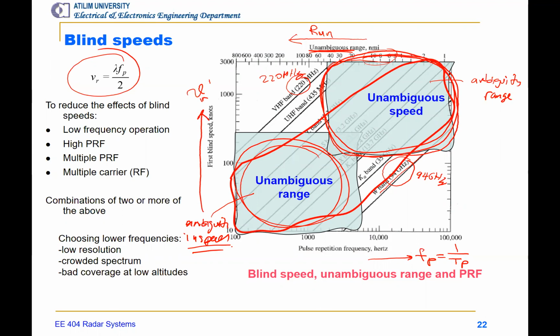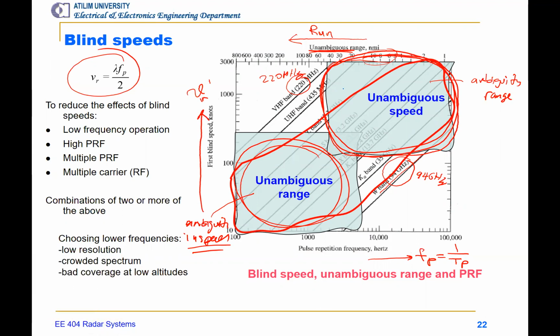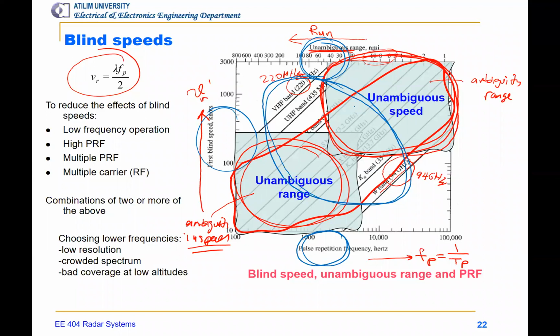We can then choose the parameters for this range, for example, where we have both range and speed ambiguity. If we can tolerate both, then we can choose the parameters: the PRF here, the unambiguous range here, and the first blind speed. So we talk about this region. That's going to be medium PRF systems, as we can expect.